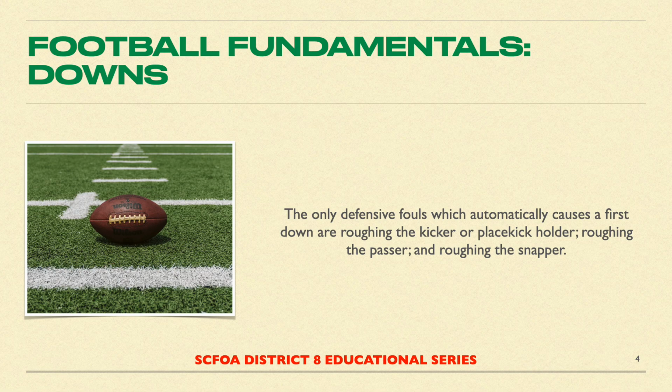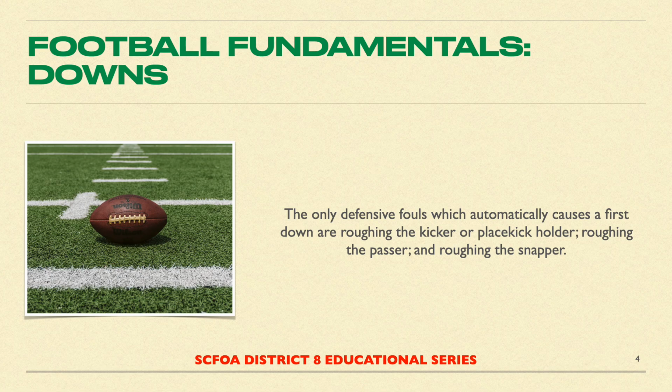The next downs fundamental says the only defensive fouls which automatically cause a first down are roughing the kicker or place kick holder, roughing the passer, and roughing the snapper. Only 4 defensive fouls carry with it an automatic first down if the penalty is accepted. They are the 4 roughings: the kicker, the holder, the passer, and the snapper. These players have put themselves in a vulnerable position, and any contact on them must be legal.